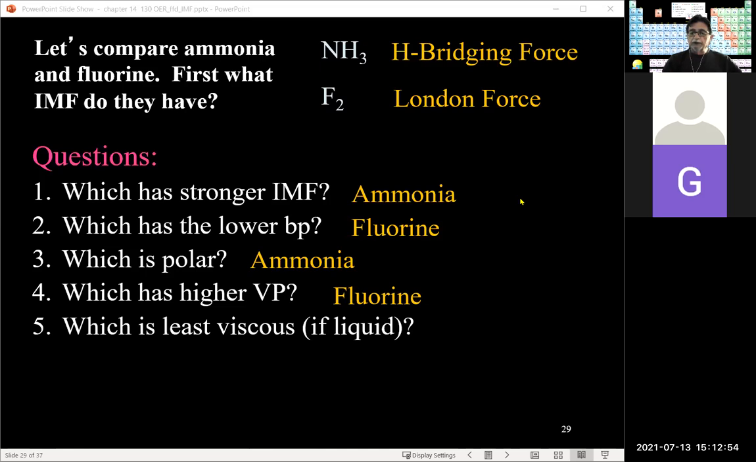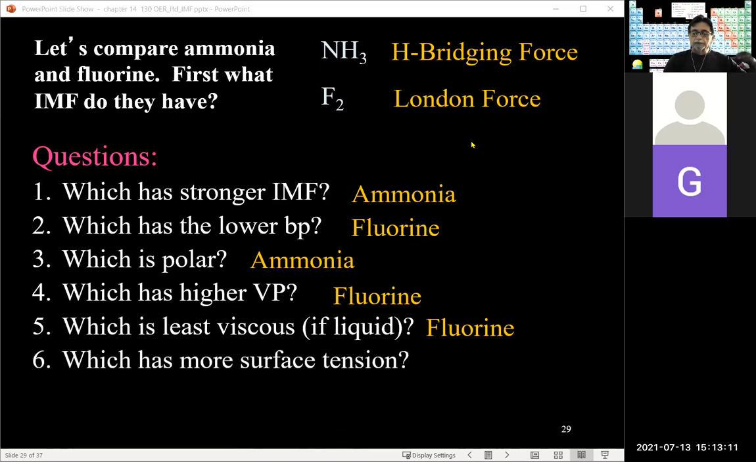And if there were liquids, which would be least viscous, then again, fluorine would not be as viscous as ammonia, simply again, because of the weaker IMF interaction for fluorine. And then more surface tension, that would be ammonia, because ammonia has the stronger hydrogen bridging force.